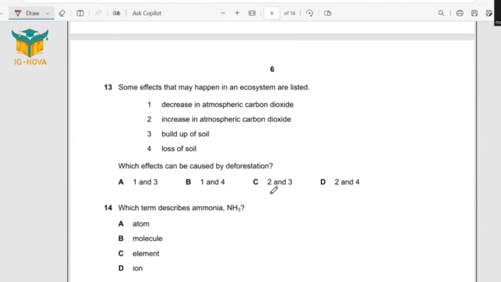I think this is the last question in biology. Some effects that may happen in an ecosystem are listed. Which effects can be caused by deforestation? Deforestation is excessive cutting of trees. Decrease in atmospheric carbon dioxide is a mistake. There will be a high carbon dioxide concentration due to combustion or due to reduction in photosynthesis. So cancel out one, and we accept two. Let me check three: build up of soil or loss of soil. Common sense, loss of soil.